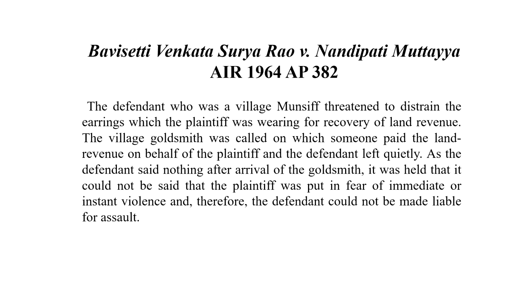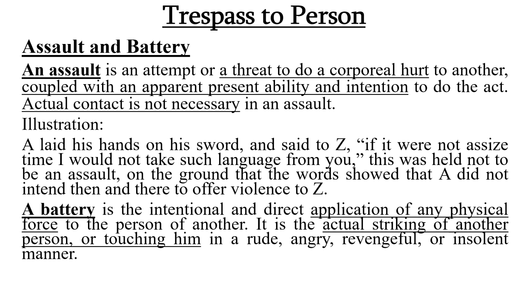The question was whether his first statement, that I will distrain your earrings for the recovery of land revenue, amounts to an assault. Now if we go by the elements of assault, as we have seen in the earlier case, the element of assault is a threat to do a corporal hurt. Yes, it is satisfied. I will distrain your earrings, a threat to do a corporal hurt, coupled with apparent present ability and intention. He had an ability because he called the goldsmith, and intention was there. But what is missing here is the actual striking of another person.